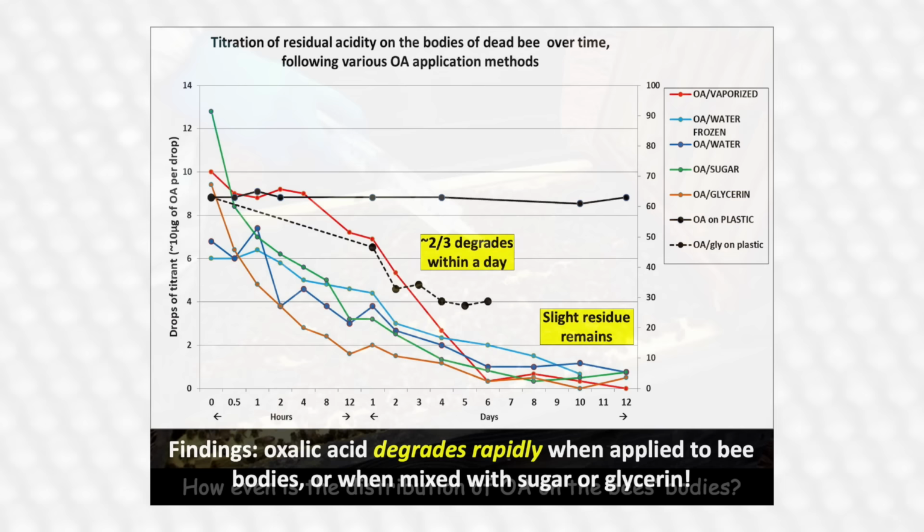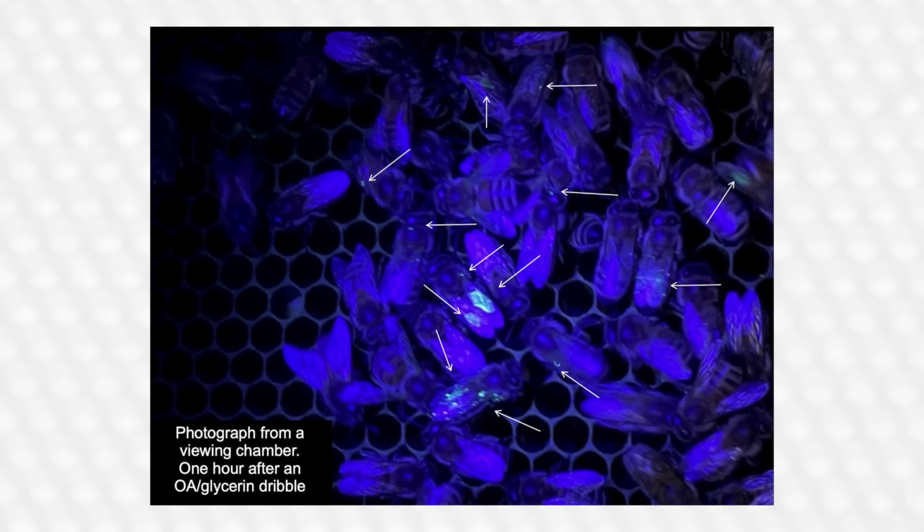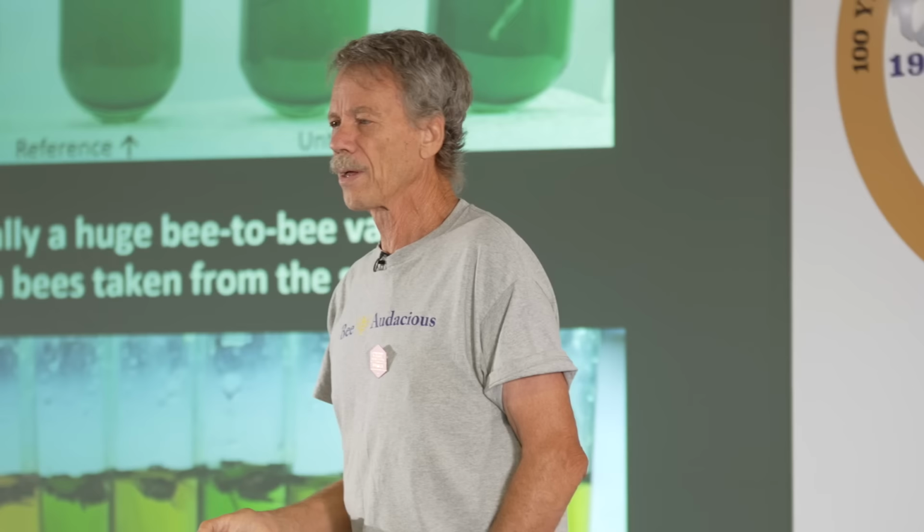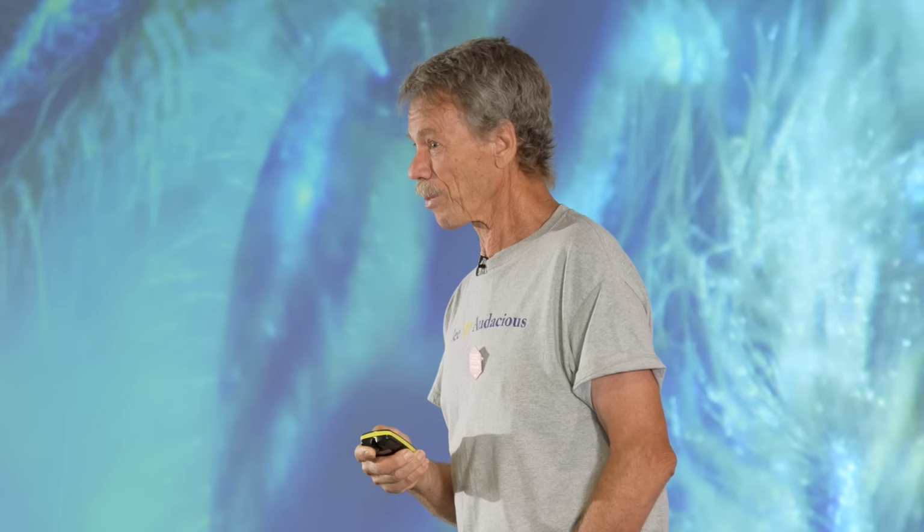Now, the question is, if you dribble it, how even is the distribution on the bees' bodies? If I use a fluorescent tracer, I can see some bees get a big bunch of the dribble, some get little tiny bits. So it's very, very uneven distribution on the bees. If I titrate those bees, you can see some will get a dose of 100 micrograms, some will get a dose of close to zero. So how do the mites then get exposed to this? See what I'm doing? I'm unblinding us here.